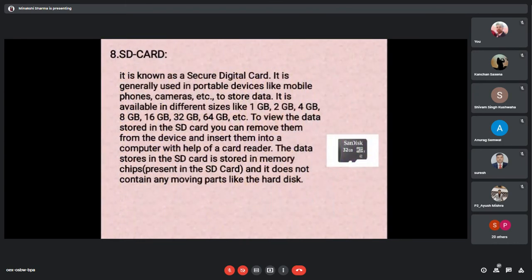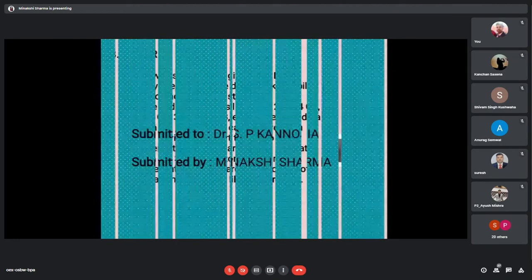The last one is the SD card, known as secure digital card. It is generally used in portable devices like mobile phones, cameras, etc. to store data. It is available in different capacities. The data stored in an SD card is stored in the memory chips present on the SD card, and it does not contain any moving parts like the hard disk.